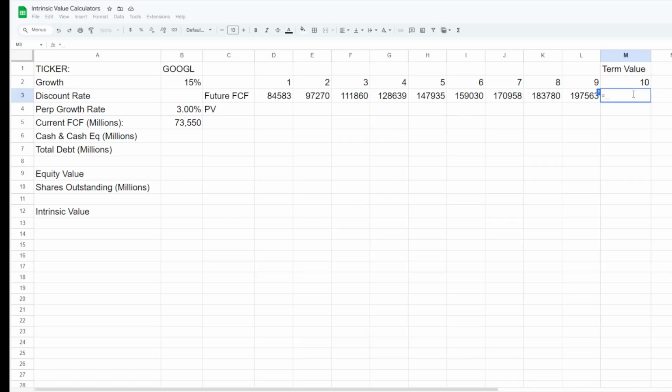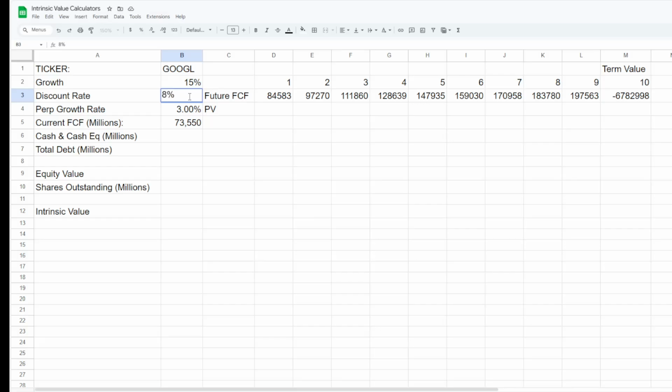And so the terminal value is what the future free cash flow was at year 9 times parentheses 1 plus that perpetual growth rate. So I'm going to click on cell B4 divided by parentheses. And now on the bottom here, I'm going to put the discount rate, which we haven't put in yet, but we typically put 8%, minus the perpetual growth rate, which is 3%, close parentheses. Now, when I hit enter, this is going to give a wacky number. It's going to give something quite large and quite negative. That's because we haven't put in the discount rate.